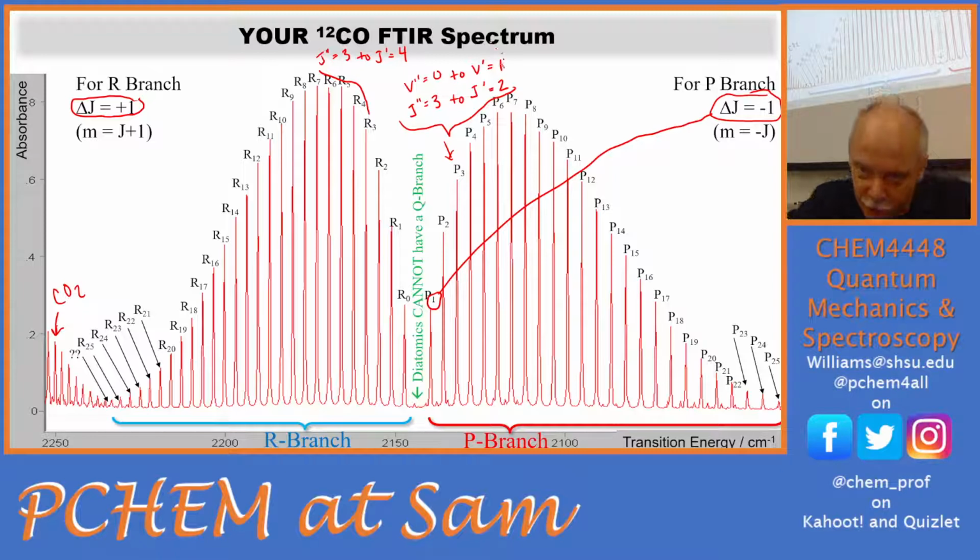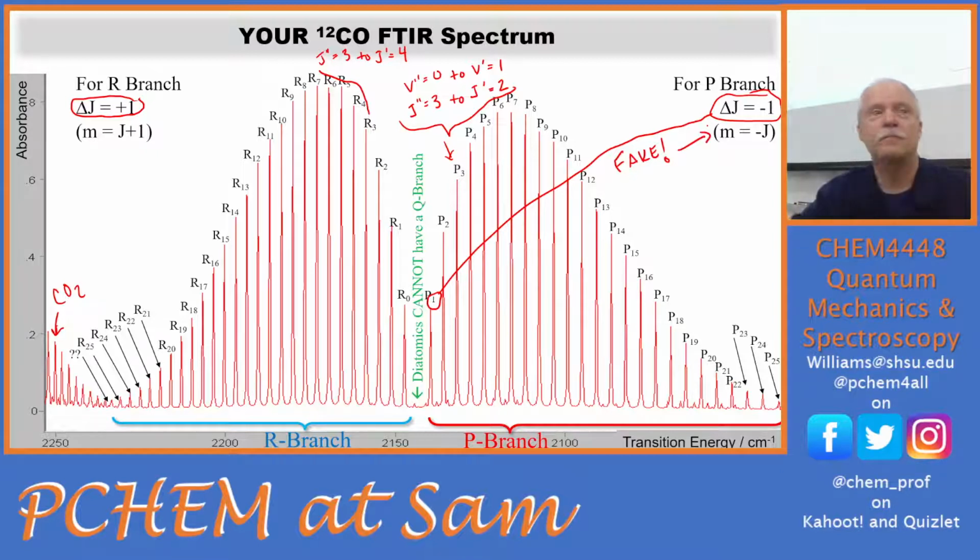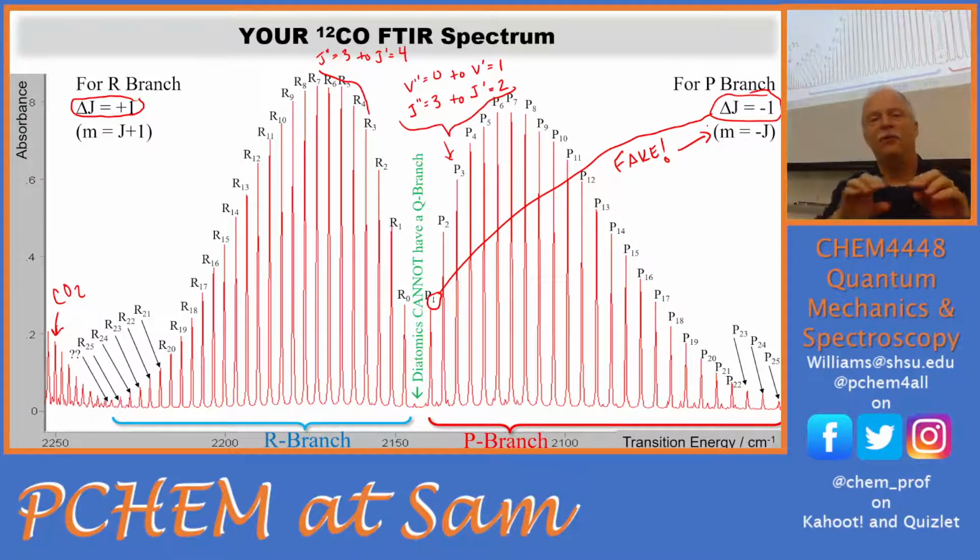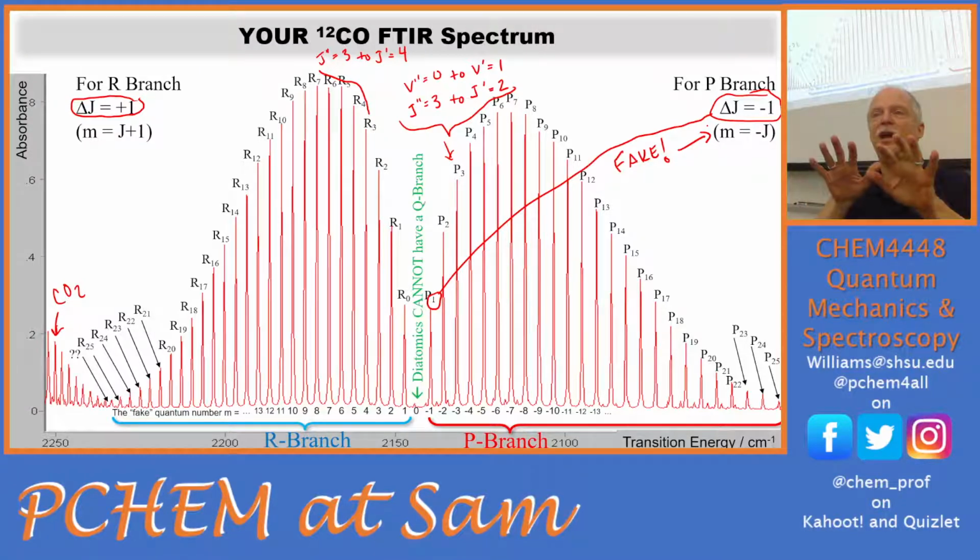I'm going to put there, fake. We're just going to define this M quantum number, and we're going to run it from the P branch all the way into the R branch. And so we're going to say for the P branch, M is equal to minus J, and for the R branch, it's J plus 1. And so down here, we have this fake quantum number, and now we have negative and positive values and a 0 in the middle, and we can do a linear regression with respect to M, and we will get one B value for the whole spectrum.